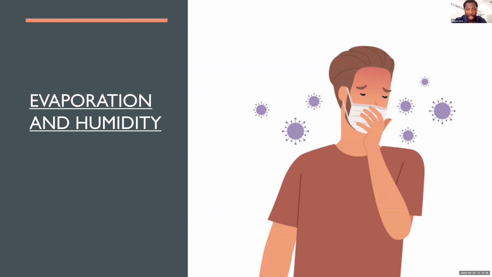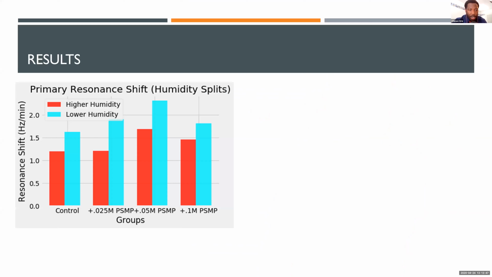With the data, thankfully, I recorded the humidity on each day that the experiments were done. And then we plotted the differences in humidity against what happened with the resonance shift. On this axis, we have, in terms of frequency, how many frequencies the resonance shifted per minute. Here we have the different groups, and we can see that with all of the groups, when the humidity was lower, the resonance shifted more. This is the case for the primary resonance peak.